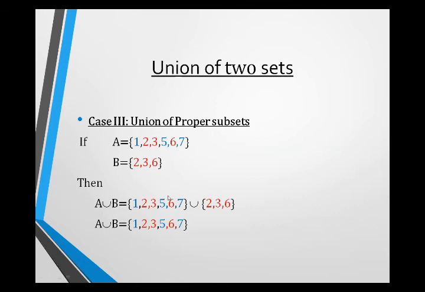Firstly, we write set A which is 1, 2, 3, 5, 6 and 7. Then we place a union sign and then we write the set B which is 2, 3 and 6. Now how do we find the union between them? We write all the elements in a single set, but those elements which are repeated in both sets we write only one time. Here we write A union B equals to 1, 2, 3, 5, 6 and 7.